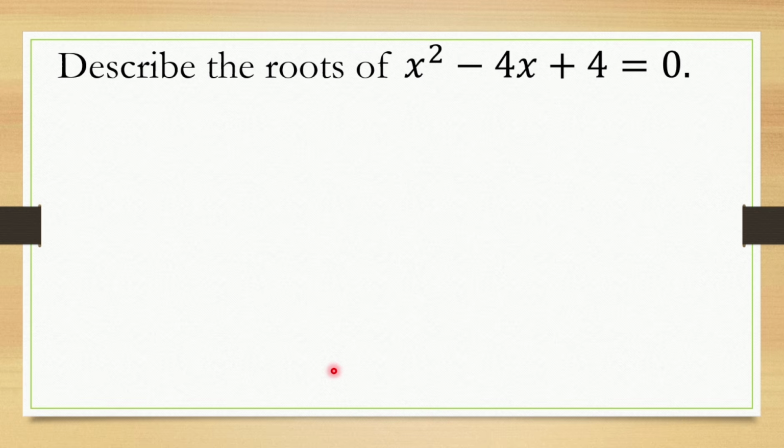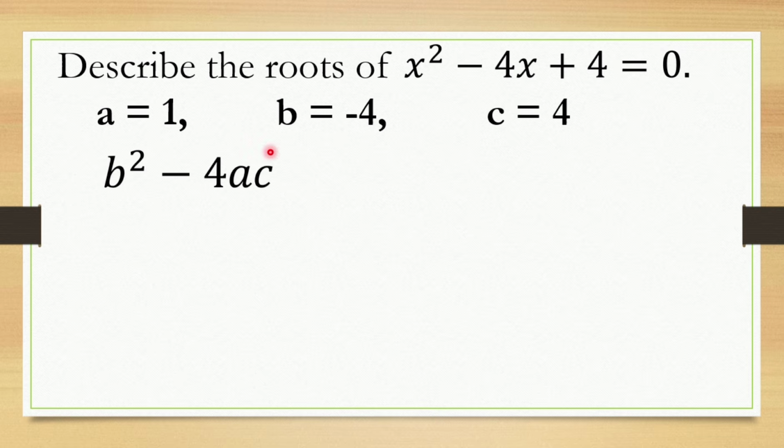So, let us have an example. I have here: describe the roots of x squared minus 4x plus 4 is equal to 0. So, we will have a is equal to 1, b is equal to negative 4, c is equal to 4. Now, it is very important that you have the correct values of a, b, and c para hindi tayo magkamali sa substitution.